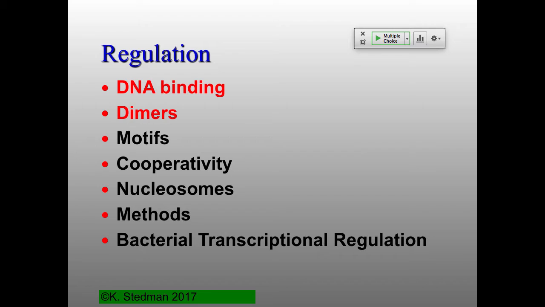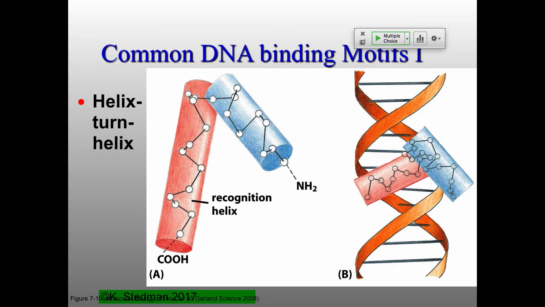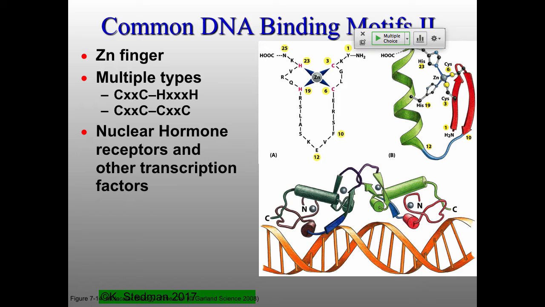This is where we sort of ended off last time. The big picture here is really an alpha helix sticking in the major groove of DNA. This was the example I used for the helix-turn-helix DNA binding motif that's found very regularly in bacterial transcriptional regulators. And we just started talking about the zinc finger. Again, this is a motif.